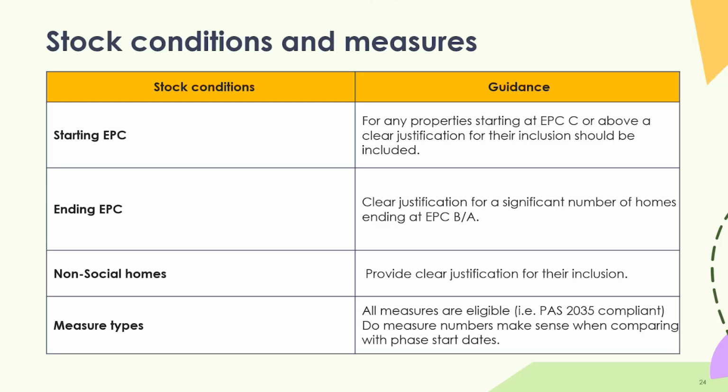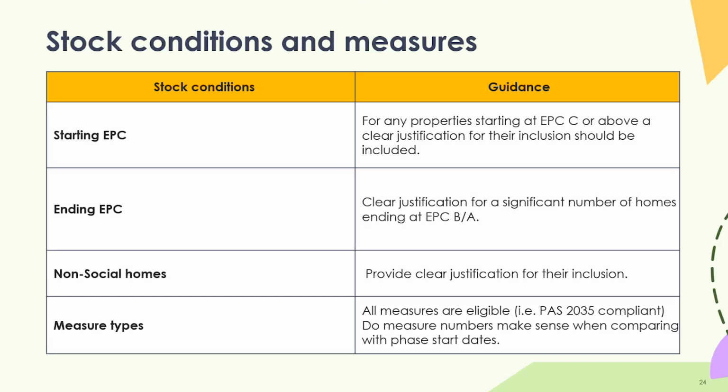Stock condition and measures. This is where we're asking for your starting EPC and ending EPCs. Again, as I've said previously, if you have properties that are starting at EPC C or above, make sure you're providing clear justification for their inclusion. Again, if you are breaching those cost caps or policy requirements, such as the 30% non-social homes, then make sure you are justifying that as well.